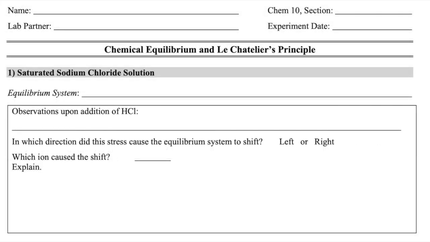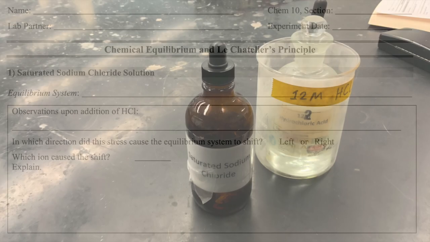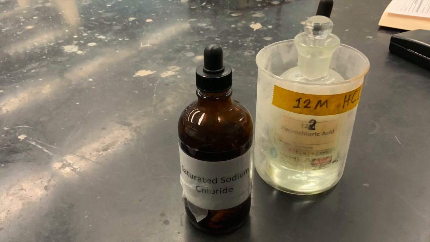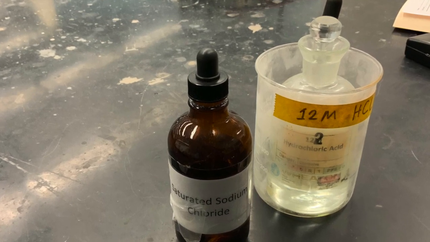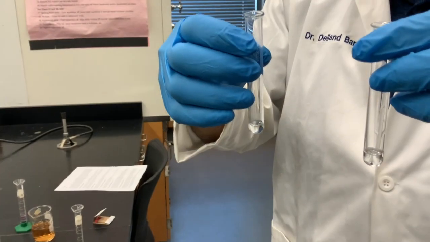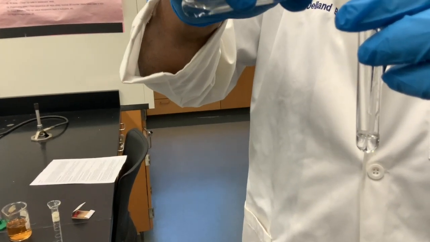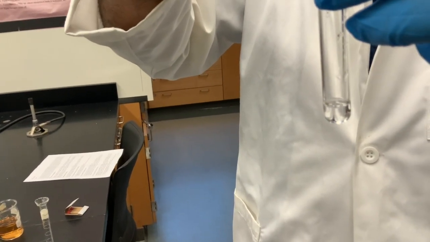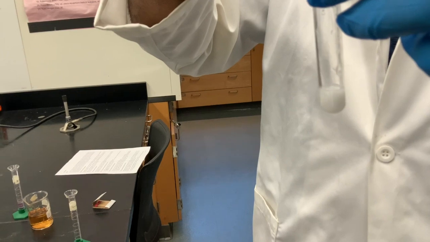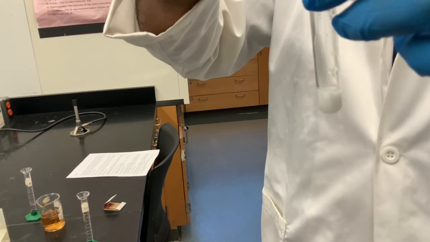In part 1, we will use a saturated solution of sodium chloride and 12 molar hydrochloric acid. We start with a saturated solution of sodium chloride in one test tube. Observe what happens as 12 molar HCl is added to the sodium chloride solution and record this observation in your lab report.